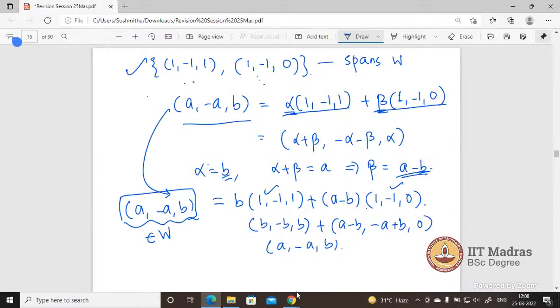So this spans, because any vector in W can be written as a linear combination of these two vectors. Finally, we are considering the left side and right side to be equal. I am writing this as a linear combination of these two vectors. That's it.